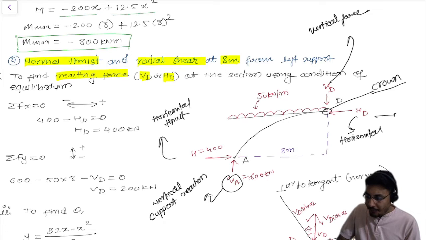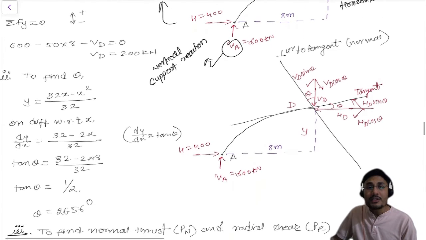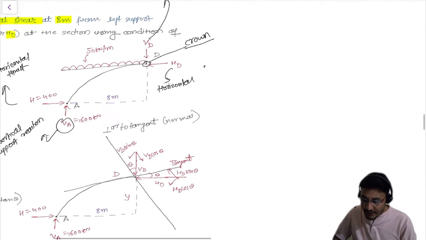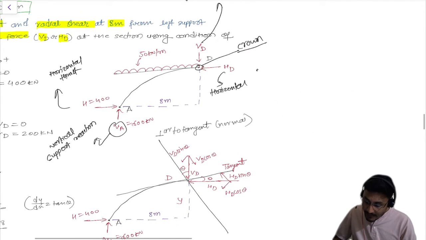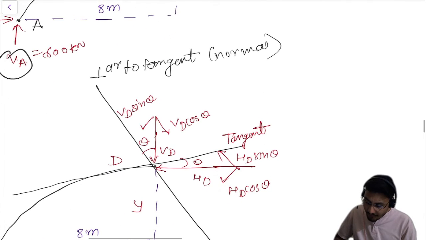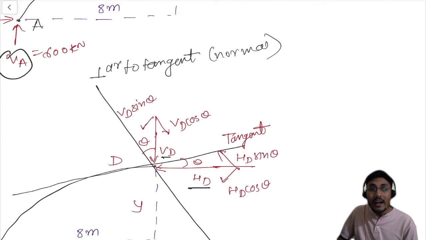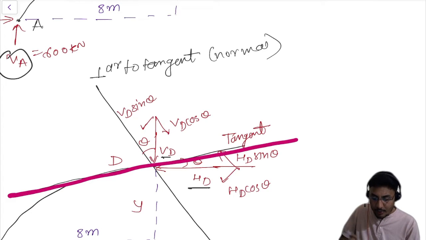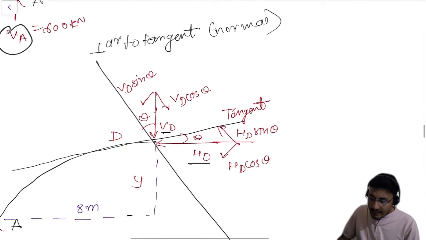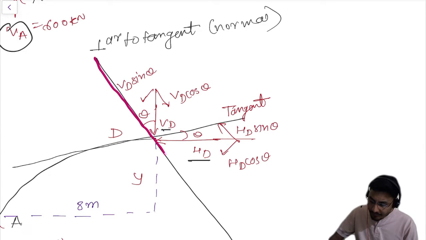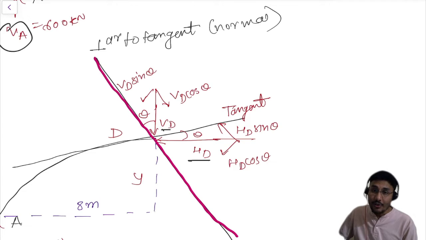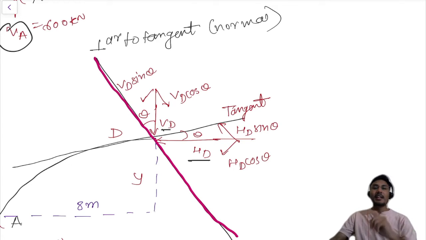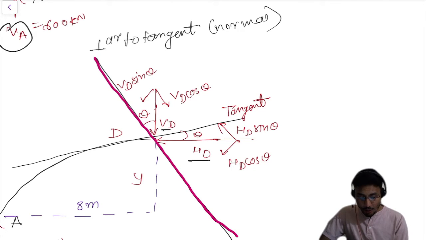Now, based on that, we need to resolve this diagram in a different way. Over here we have HD and we have VD. So we need to draw a tangent to this curve. This is the tangent we have drawn. I'm going to remove this one because I have already drawn it. And there is a perpendicular to the tangent, which is the normal, that we need to draw. So there are two lines: one is a tangent and the other is a perpendicular to the tangent that we need to draw.